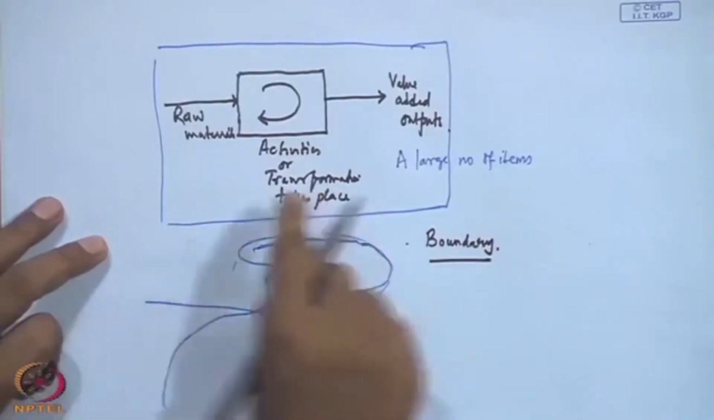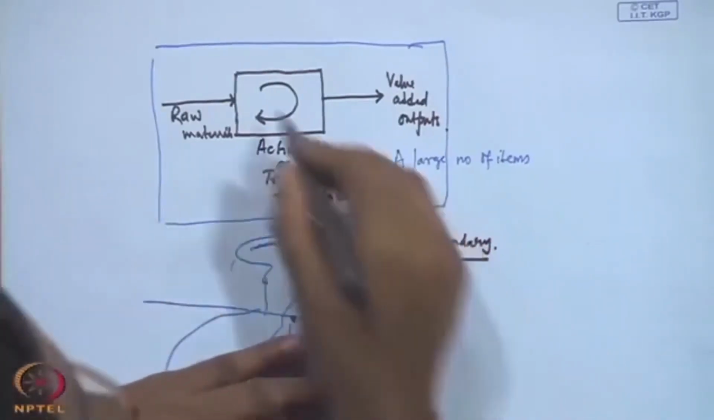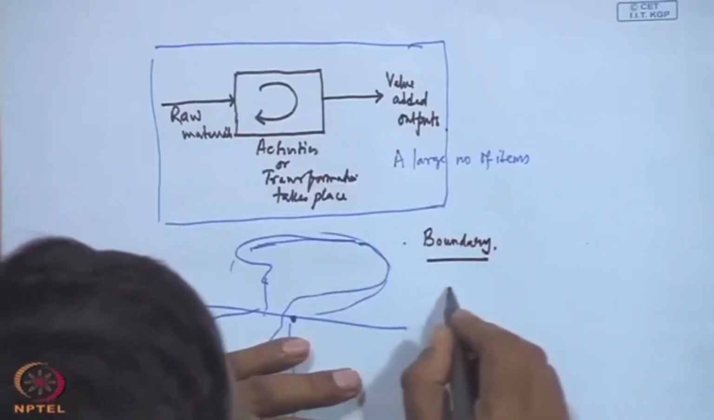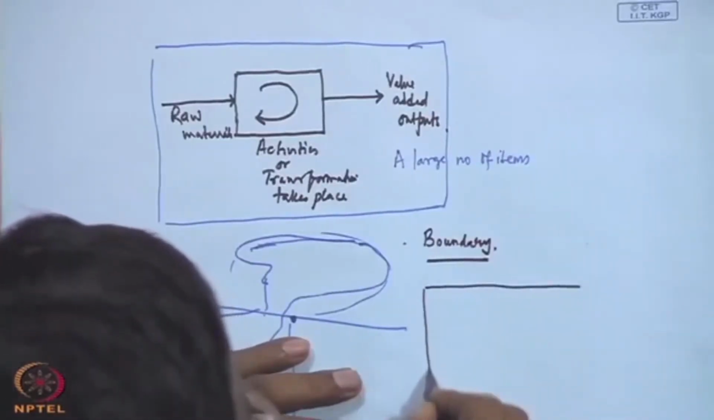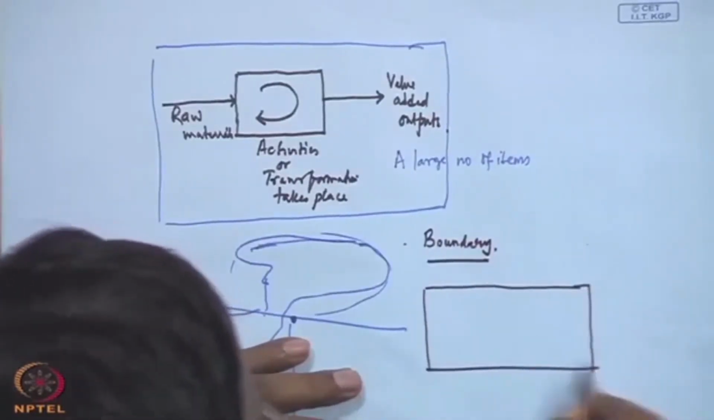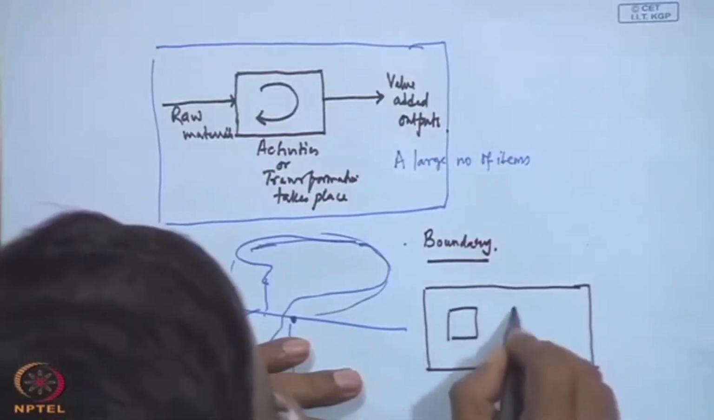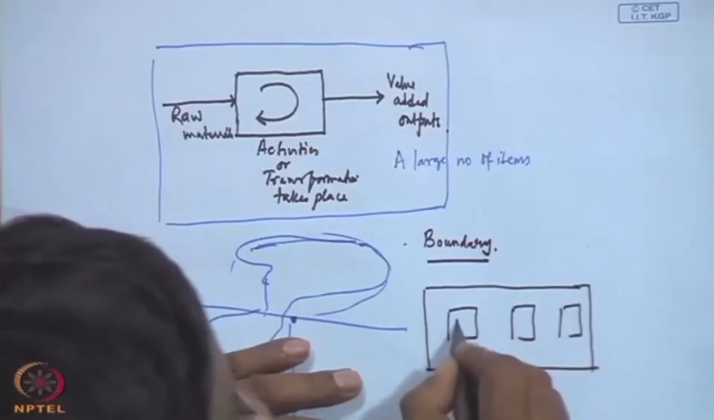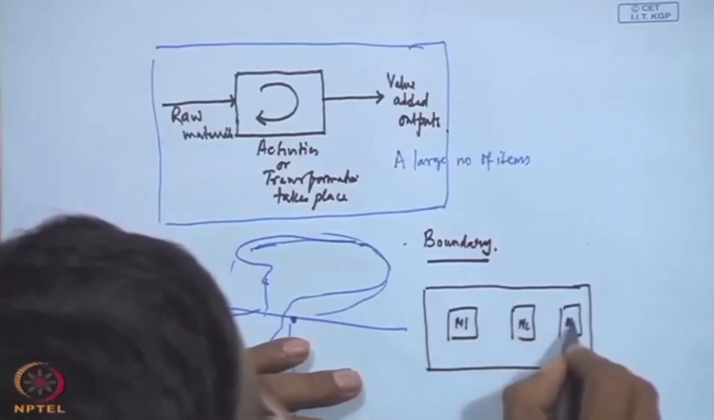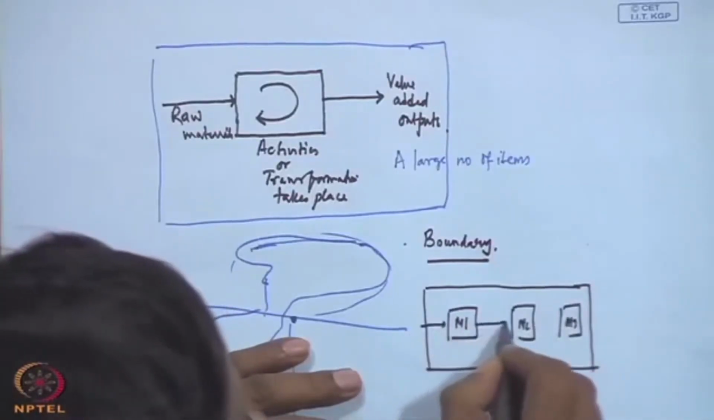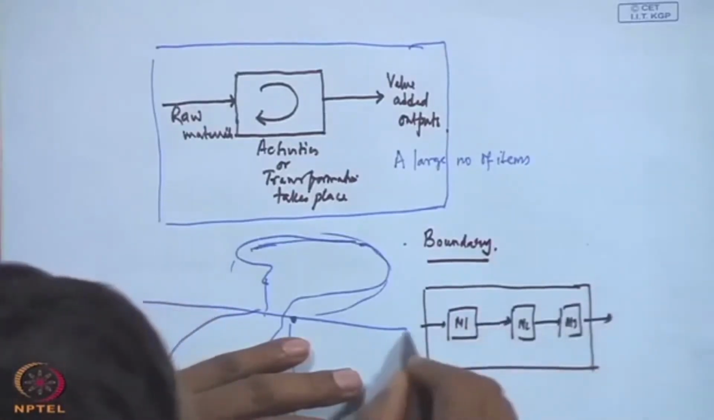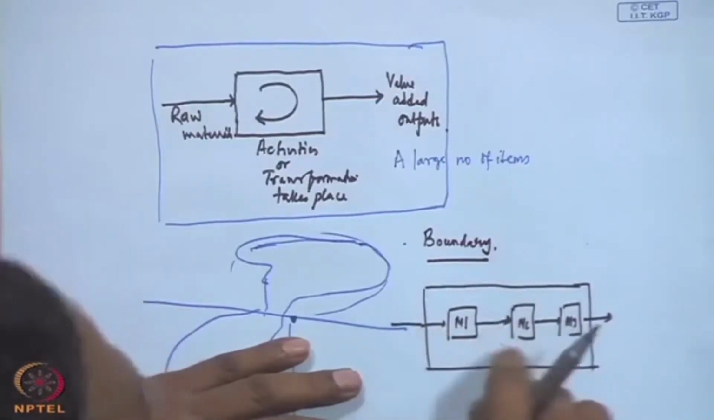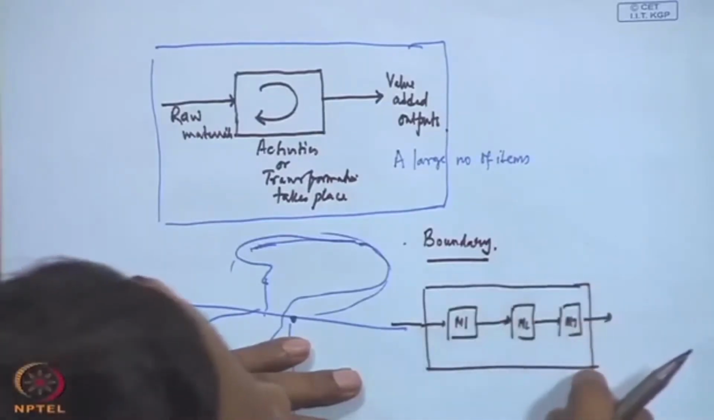Boundary, in the sense, if you come back again to the manufacturing scenario, you will find that the total production system may be composed of several subsystems. For example, this may be machine 1, machine 2 and machine 3, and they are doing different operations. Raw material comes here and is transformed through machine M1, then goes to machine M2, where some other activities are going on.